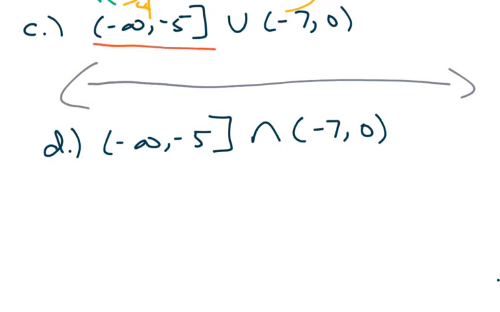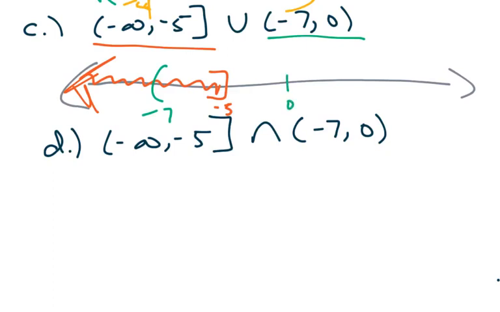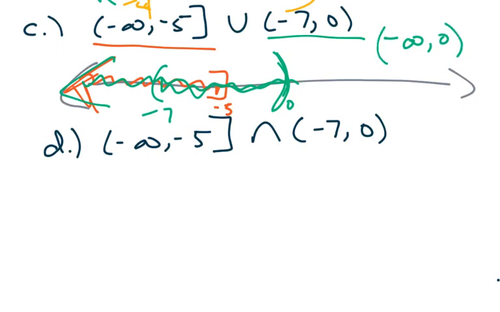The first one will be negative infinity to negative 5. There we go. The next one's going to be negative 7 to 0. And again, this is saying union, so union is all of this, which means we'll include the red part here, all the way through here. So we'll say from negative infinity to 0.